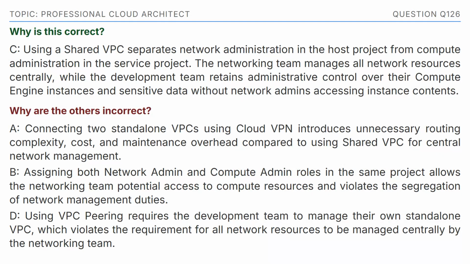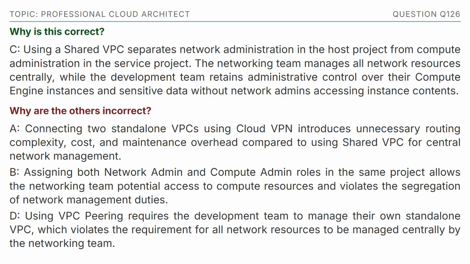Why is this correct? C. Using a shared VPC separates network administration in the host project from compute administration in the service project. The networking team manages all network resources centrally, while the development team retains administrative control over their Compute Engine instances and sensitive data without network admins accessing instance contents.